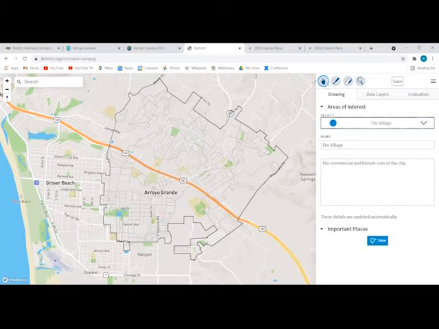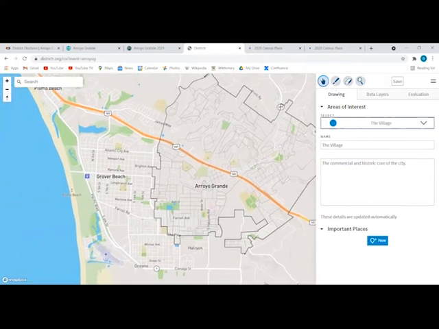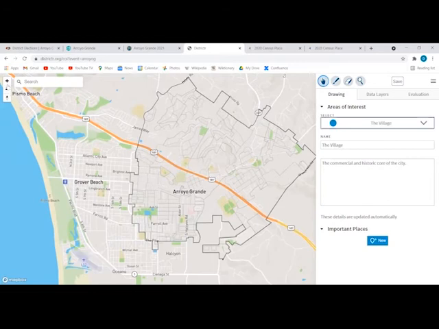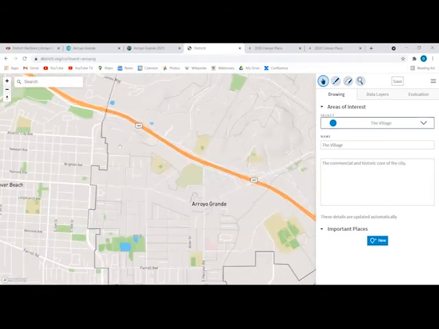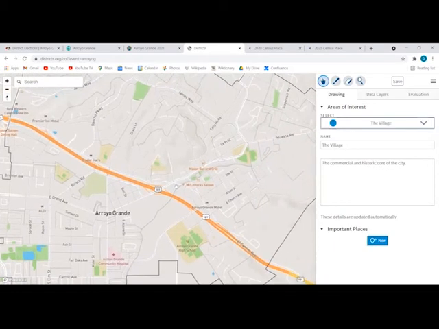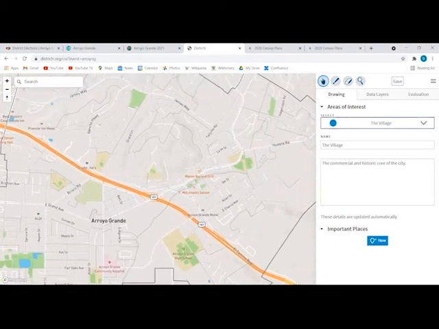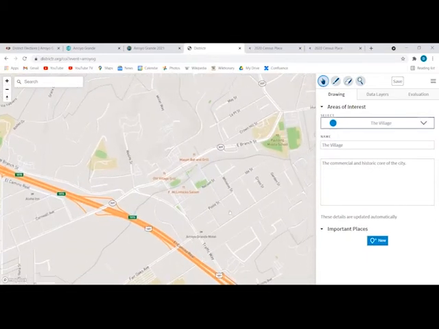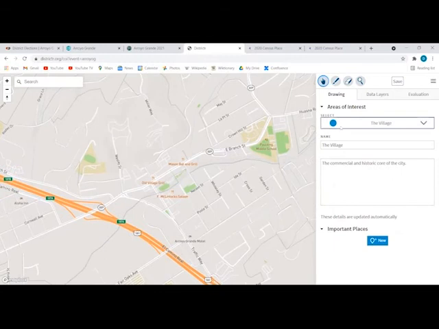And so you'll see at the top here that the current tool is the pan tool. And that's where you just click and drag to pan around. You could also zoom in and zoom out at the top left. So if I were to zoom in on this area, then I could start drawing a neighborhood or a community.